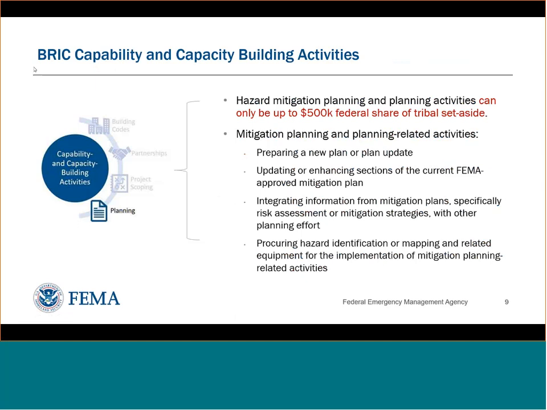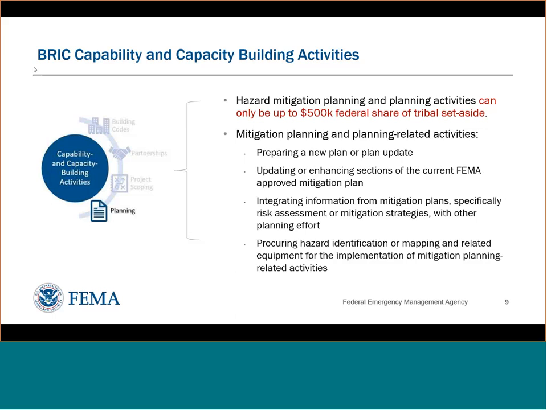All right, as we're talking about capability and capacity building activities, what does that mean as we look specifically at the planning aspect? As part of your set-aside, that $1 million federal share, only up to $500,000 federal share can be used towards planning and planning activities. So what do those activities include? We have more traditional ideas, like preparing a new hazard mitigation plan. Perhaps your community doesn't have one, or perhaps you're looking to update your hazard mitigation plan, because those are required to be updated every 5 years. You could definitely apply for a new plan or that plan update.